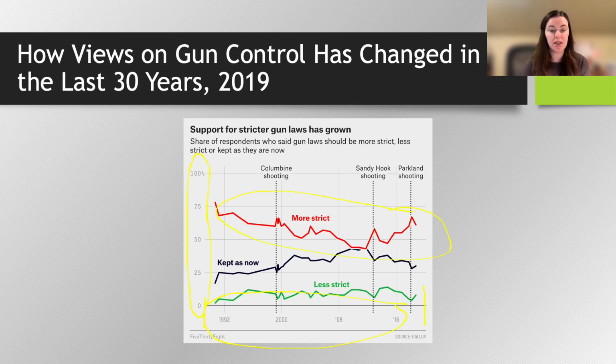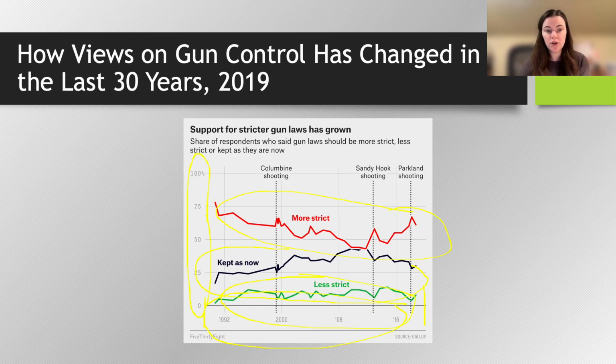So here at the top in the red, we have support for more strict gun laws. Here in the middle, we have that bluish black color of keeping the same types of laws that we currently have in place. And lastly here, the green at the bottom is that we should actually have less strict gun laws.